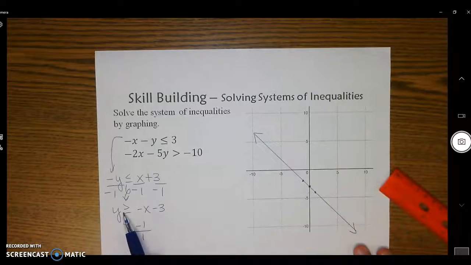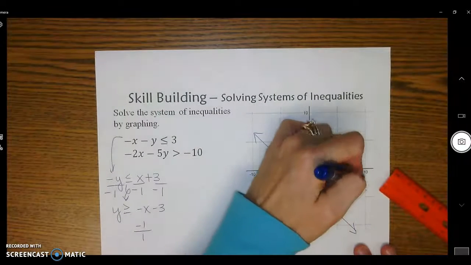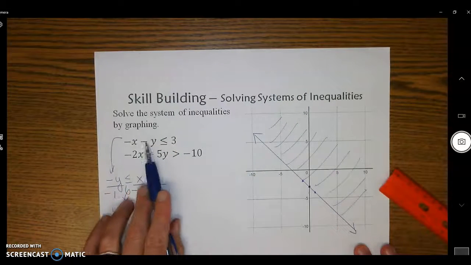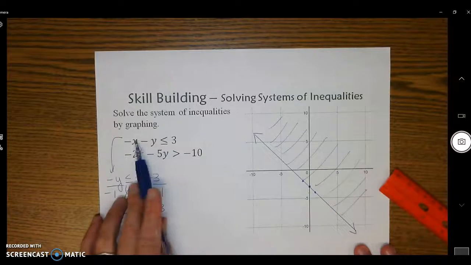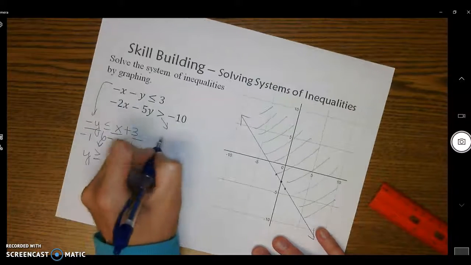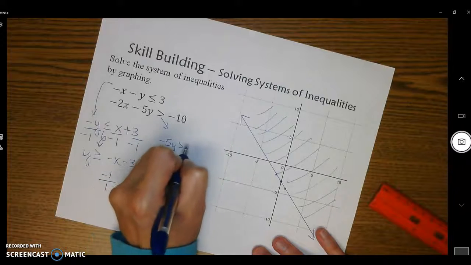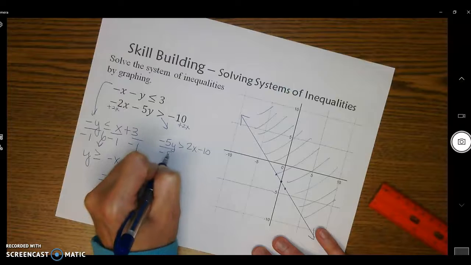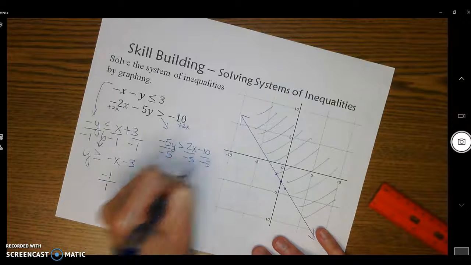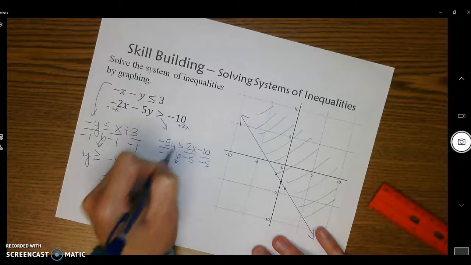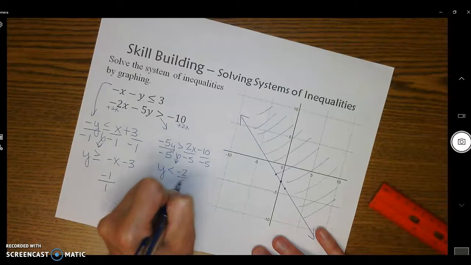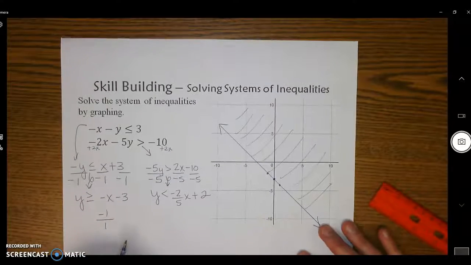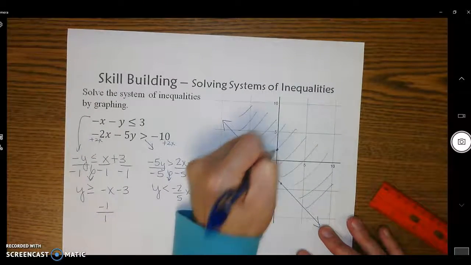This time all my y values are above the line, so I'm shading up here. Again, if you want to test 0, 0, 0 minus 0 is 0, 0 is less than 3, so that works. All right, this one over here. So I'm going to add 2x to both sides, divide by -5. Again, I'm dividing by a negative number, so my inequality sign is going to flip. And -10 divided by -5 is 2. So plot 2 on the y.